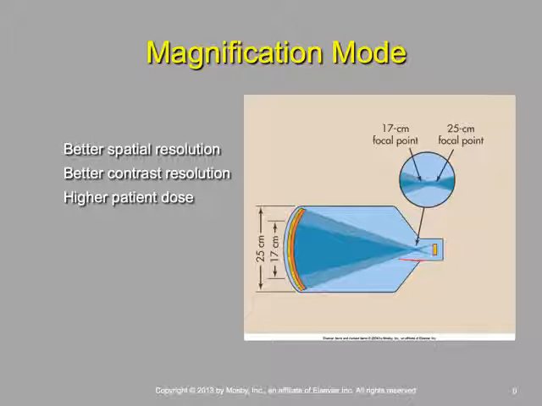So magnification mode is going to give us better spatial resolution. It's going to give us better contrast resolution, but it's also going to equate to a higher patient dose because the machine's going to have to compensate for that by increasing the amount of X-rays it's sending to the patient.